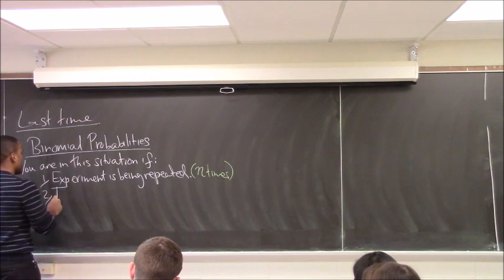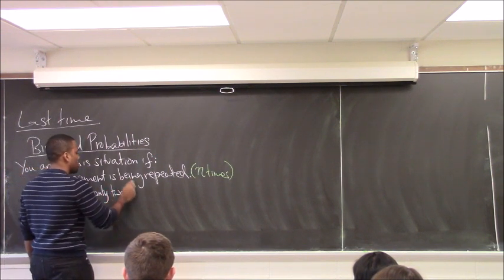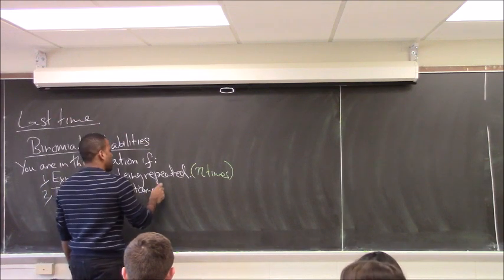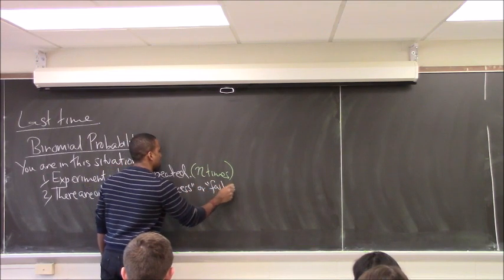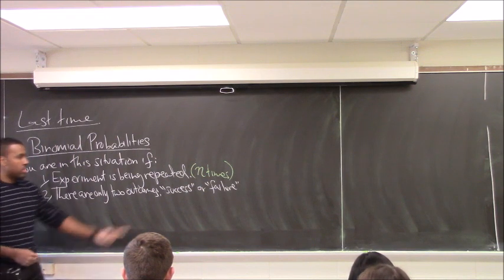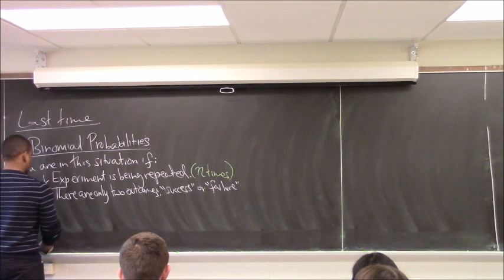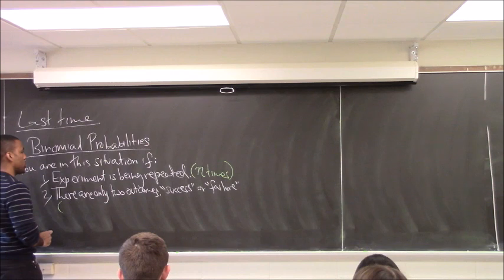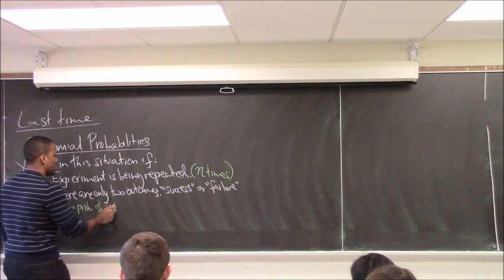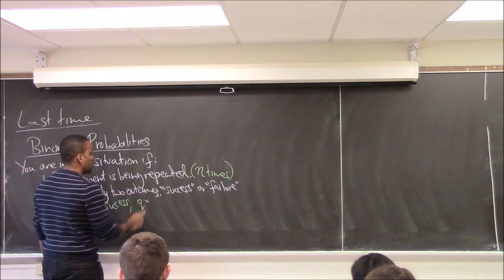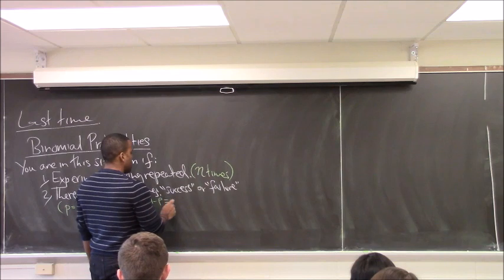Two, there are only 2 outcomes, which we define as success or failure. Success means the thing that we're looking for to actually happen, the outcome that we actually care about counting. To put some notation on that, we use little p to represent the probability of success. We use little q, which is of course equal to 1 minus p, because there are only 2 outcomes, so it's the complement, the probability of failure.